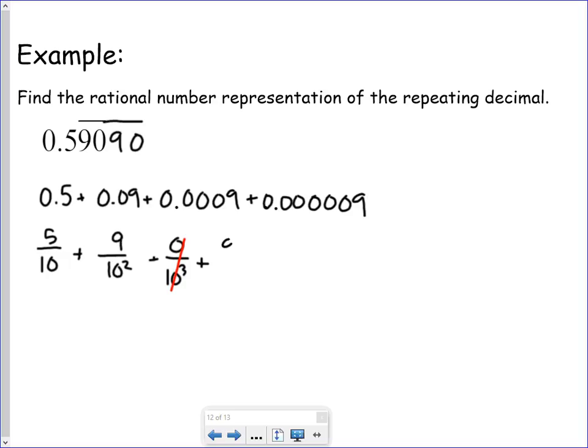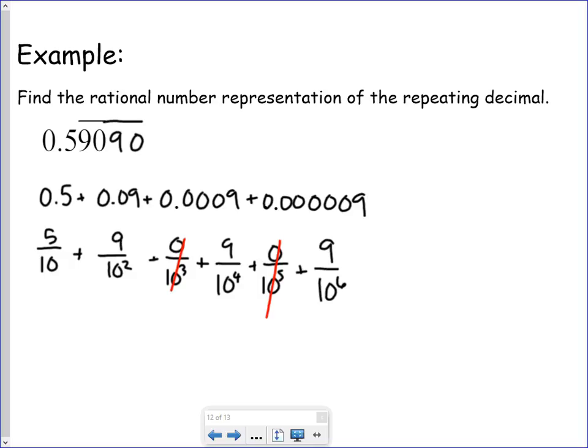But then it will be 9 over 10 to the 4th, because there's a 0 in the thousandths, there's another 9 in the 10,000ths. Okay, so that would be 10 to the 4th. And then there is a plus 0 over 10 to the 5th. But again, I don't have that represented. Plus 9 over 10 to the 6th. And at this point, I think you can kind of pick up on the pattern.